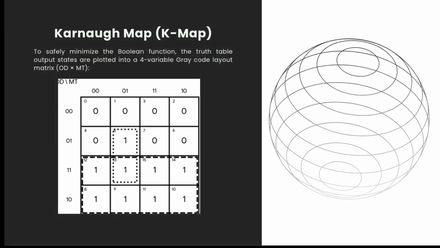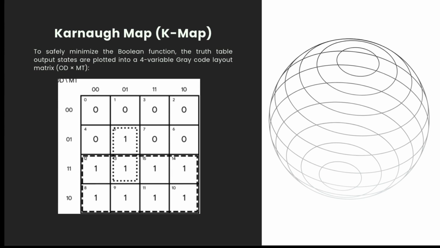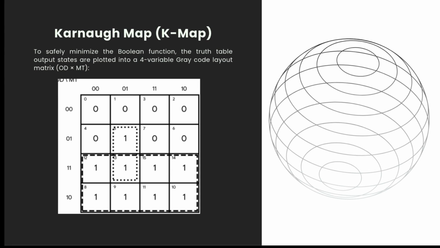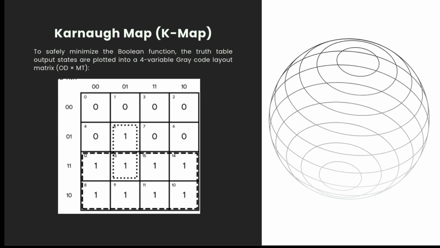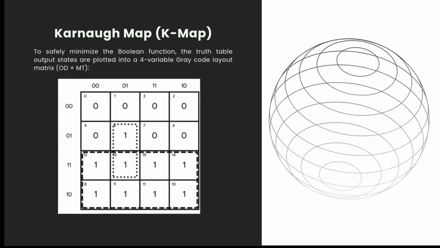Our second loop isolates the automatic trigger by combining state 5 and state 13 vertically into a size 2 pair loop. Looking horizontally, columns fix this group to M' and T. Vertically, variable O cancels out while variable D stays constant at 1, yielding our second product term, D, M', T.